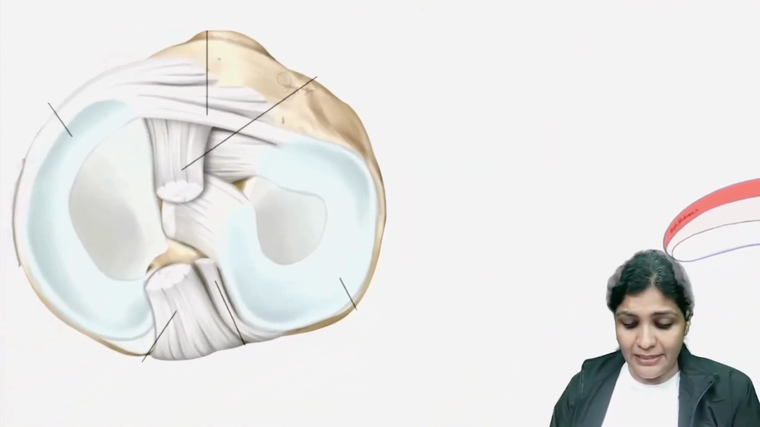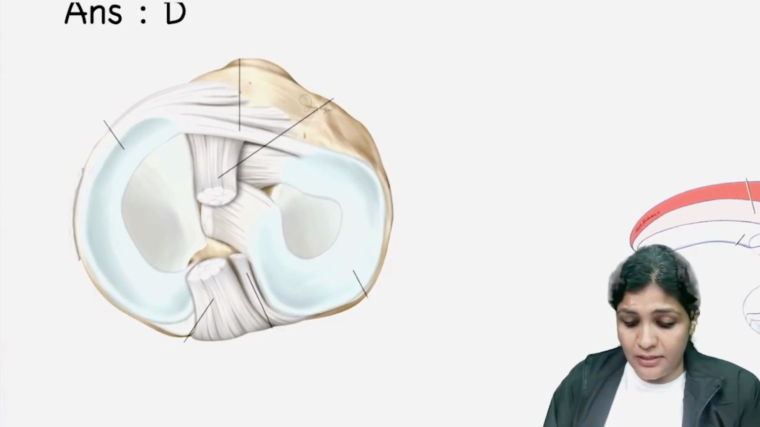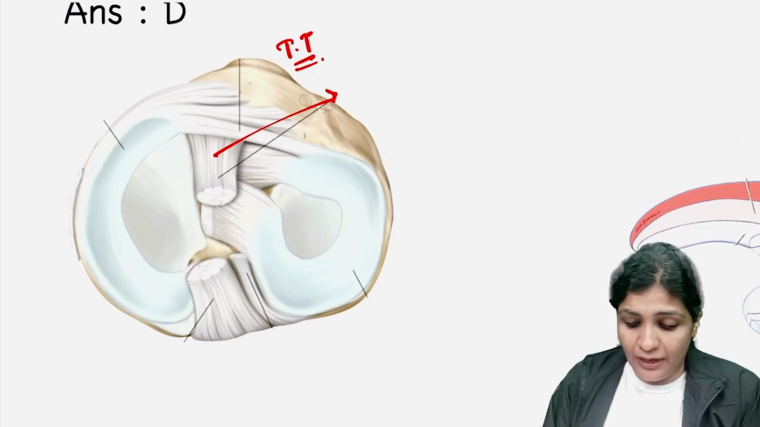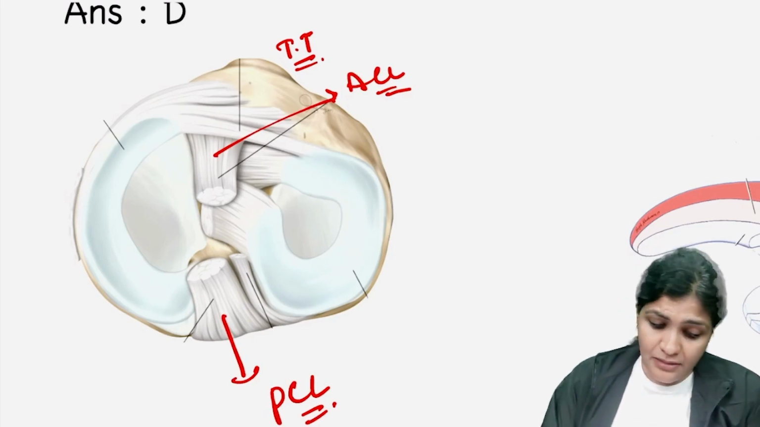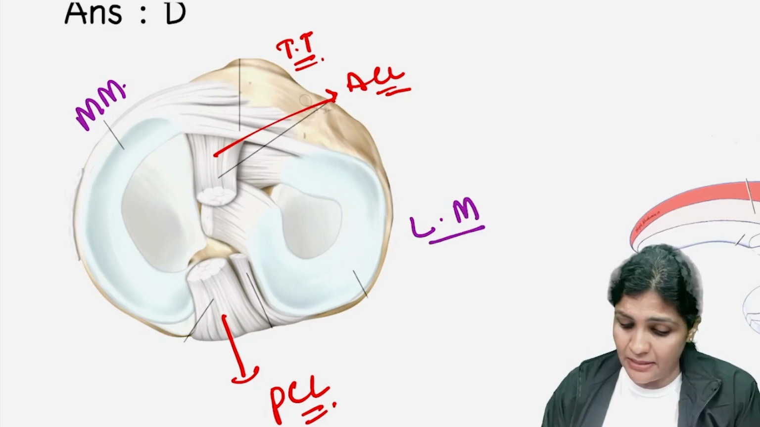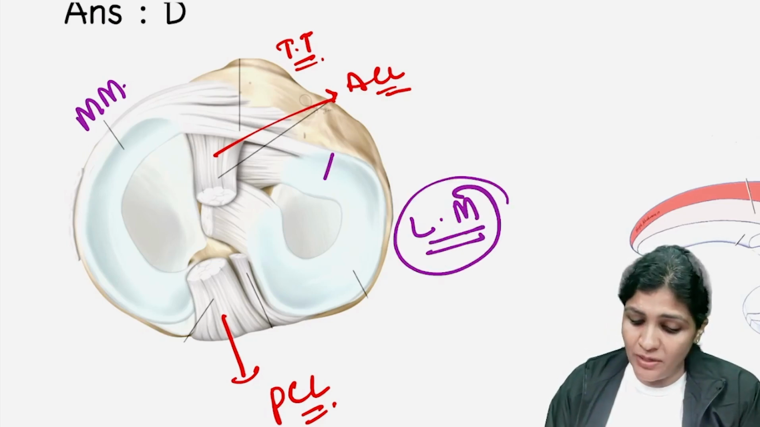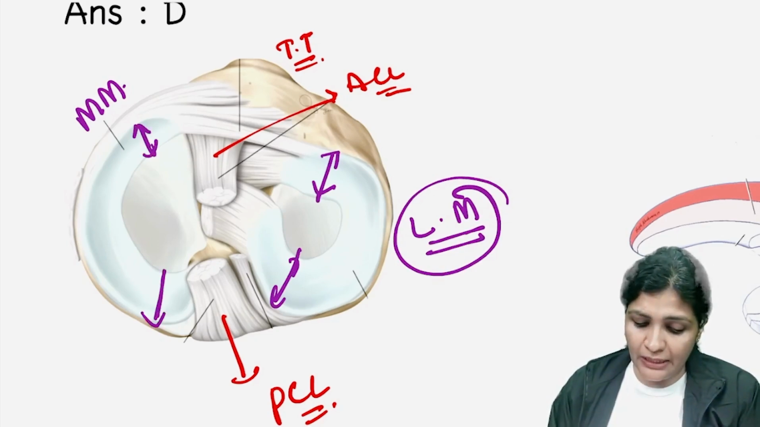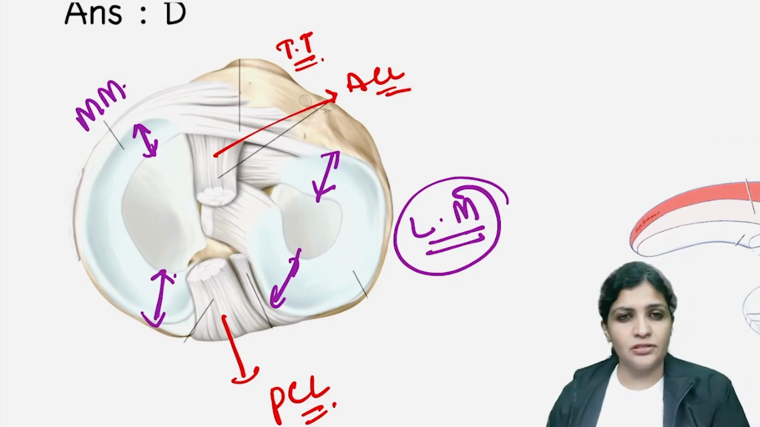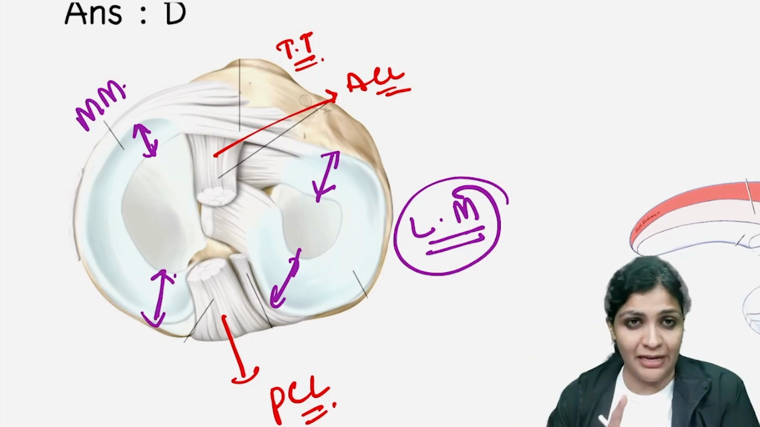So a little about the meniscus. Here this is the tibial tuberosity, and this is your ACL, and this is your PCL. Now if you see, this is your medial meniscus and this is your lateral meniscus. So lateral meniscus is always equal like this. Medial meniscus, anteriorly it is narrow, posteriorly it is wider. This is the basic difference. Anatomy also they will ask.